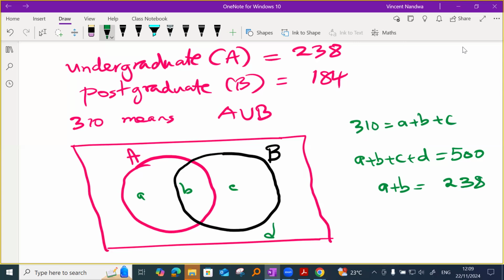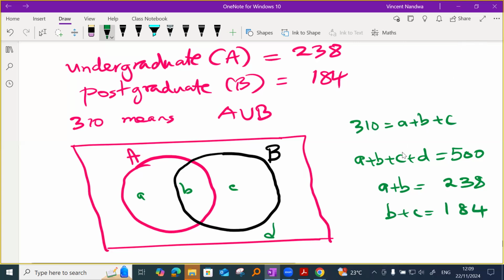And how do we make sense of this number 184? Those who have postgraduate degrees. Yes, B plus C is what forms the total inside the black circle. So B plus C gives us 184.